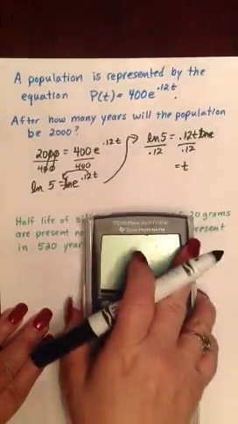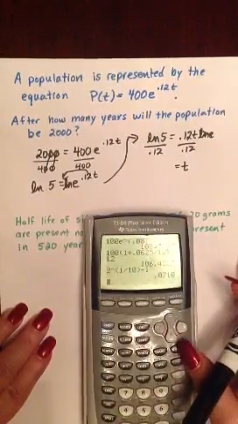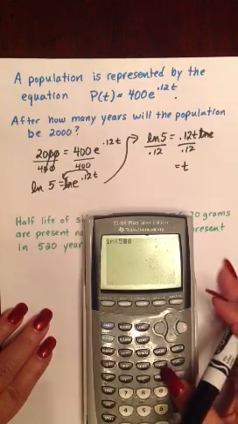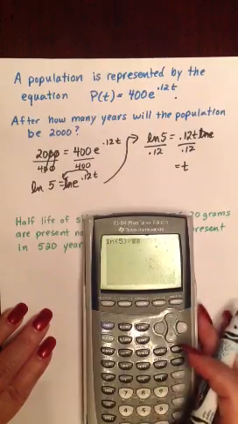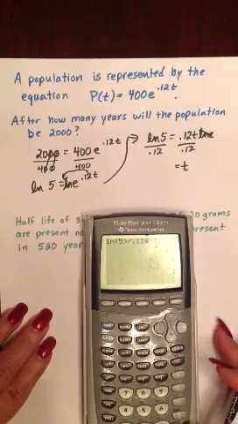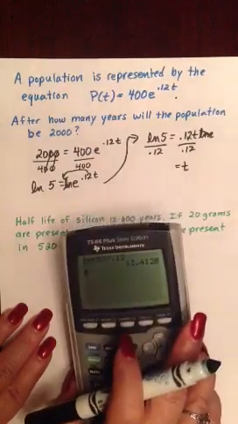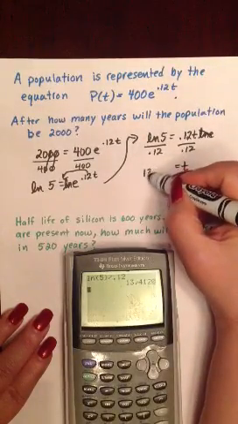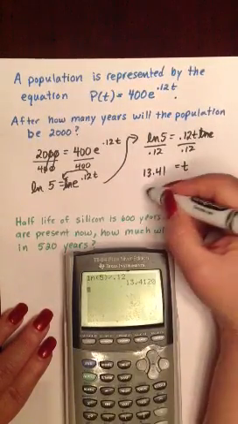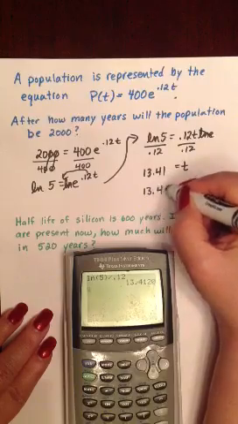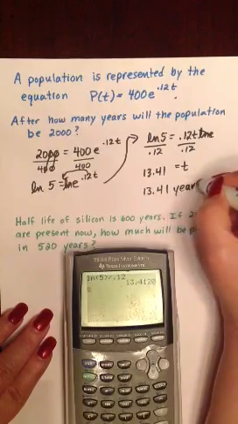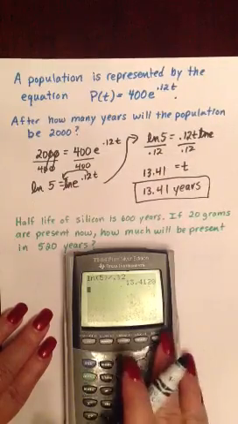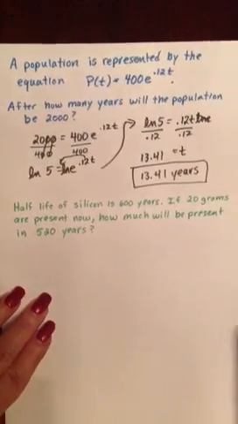So in my calculator, I just go natural log of 5, close the parentheses, divided by 0.12, and I get 13.41. So the answer would actually be 13.41 years, because that's what they asked me for. Makes sense, huh? All right, let's look at our next problem.